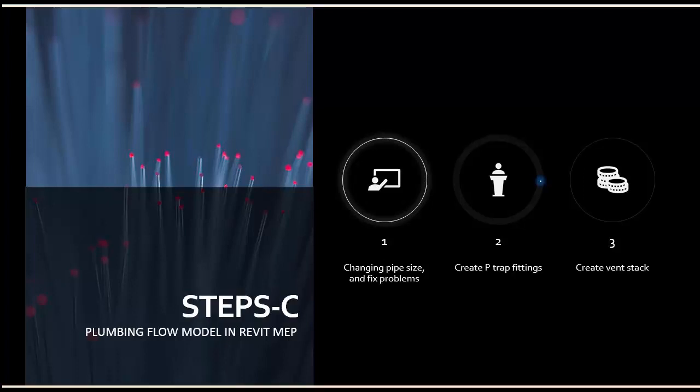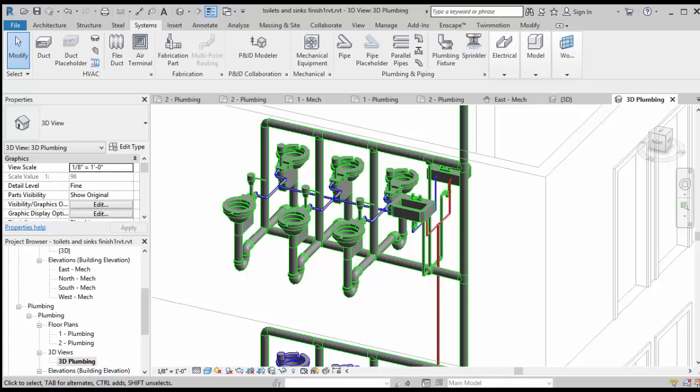In the last step, C, we will work from the rough to the detail, changing the pipe size and fixing the problems that we have. Then we create a P-trap feeding for every fixture, which is required by plumbing code, and then we create a vent stack and build a complete system. Without further ado, let's start our exercise now.